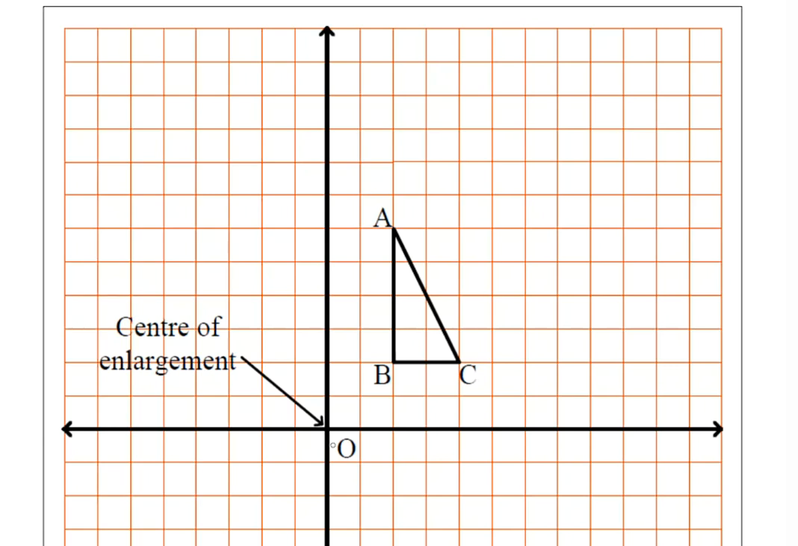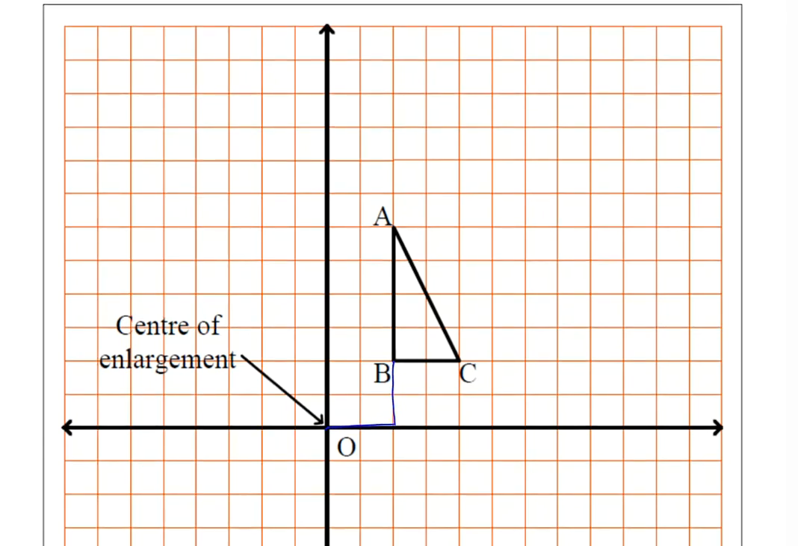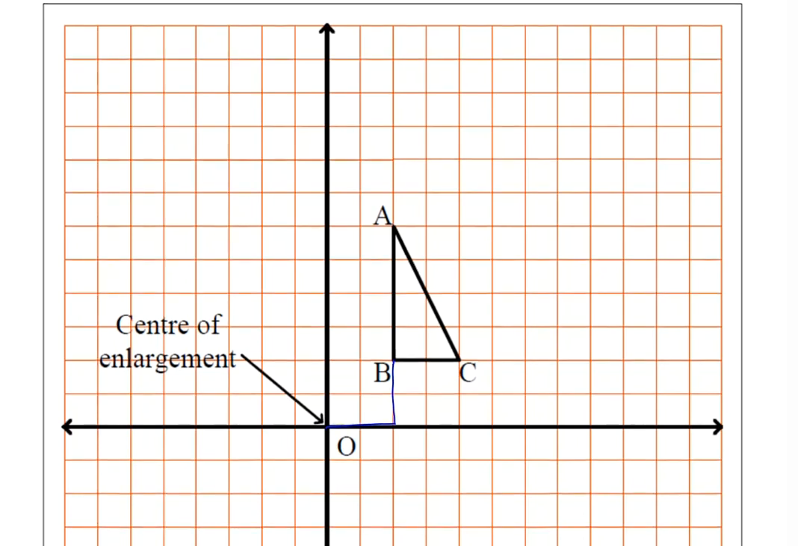From the center of enlargement to B, I'd have to go 2 units to the right and 2 up. That's from the center to B. Now, to get to the image B prime, I'm going to double that distance, because the scale factor is 2. So I go 4 right, 1, 2, 3, 4 right, 1, 2, 3, 4 up. That brings me to the new position of B.